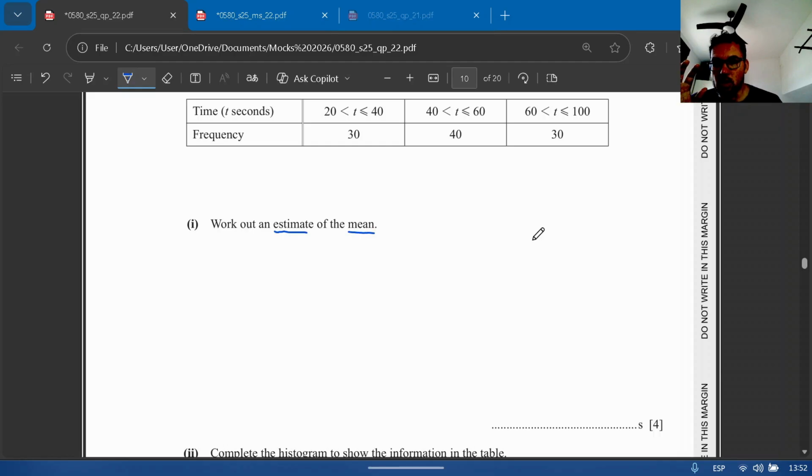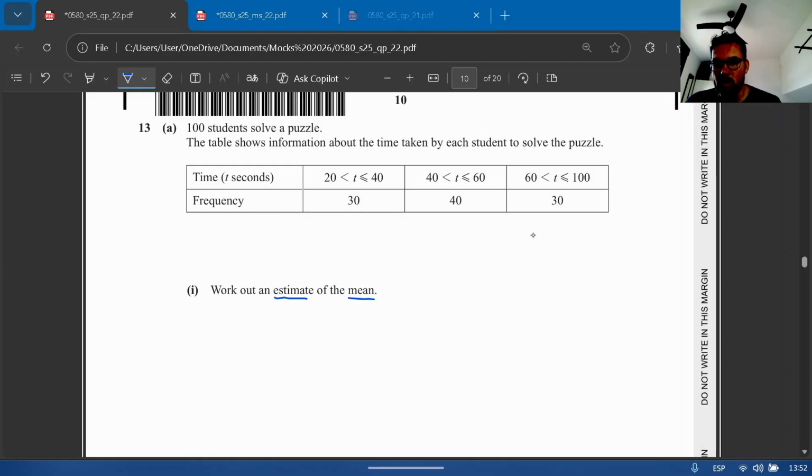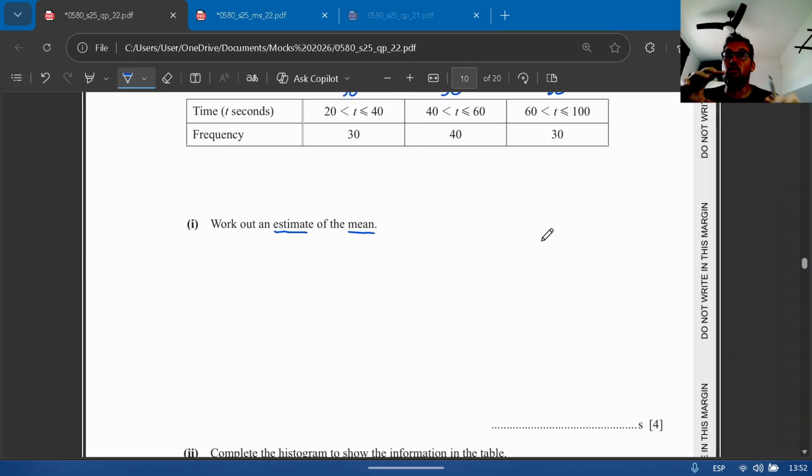Because we're going to take the midpoint here. We don't know exactly how long these 30 students took, between 20 and 40 seconds, so we're just going to estimate that on average they must have taken 30 seconds. These 40 students must have taken 50 seconds, and these 30 must have taken 80 seconds, since 80 is halfway between 60 and 100. So we need to add up all their time.